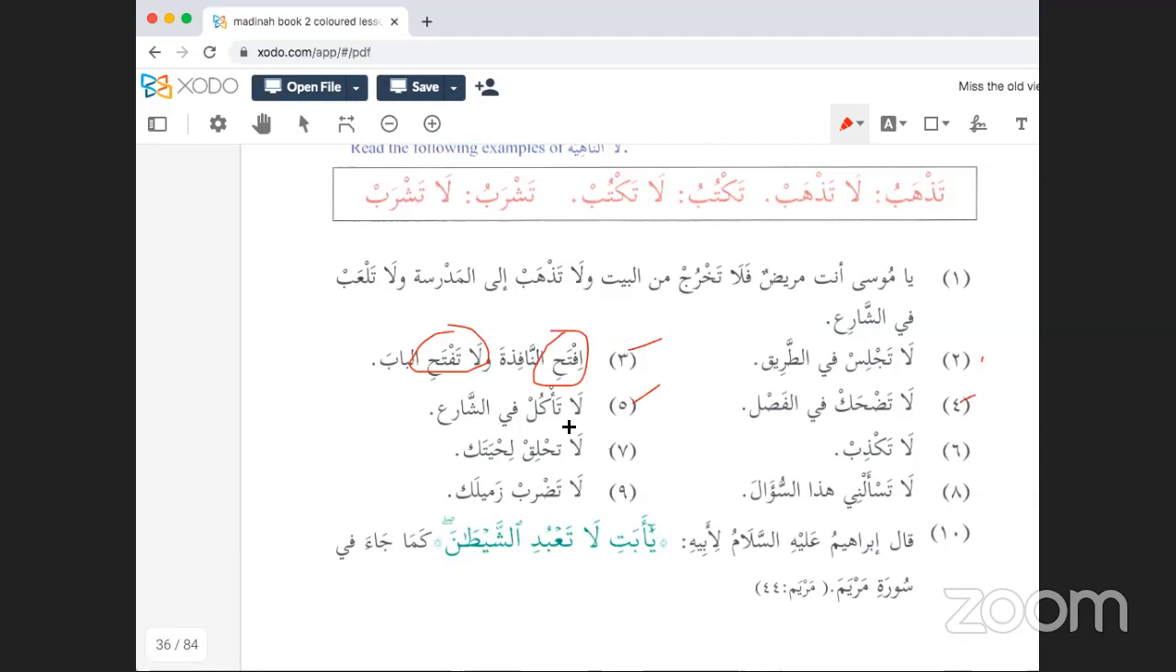Muzammil, are you going to do some reading with us? I'm quite happy for that. Bismillah. "La ta'kul fi ash-shari'." Well done. Don't eat in the street. This is actually good manners in Muslim lands. In some countries or cultures, it's not good behavior to eat in the streets.